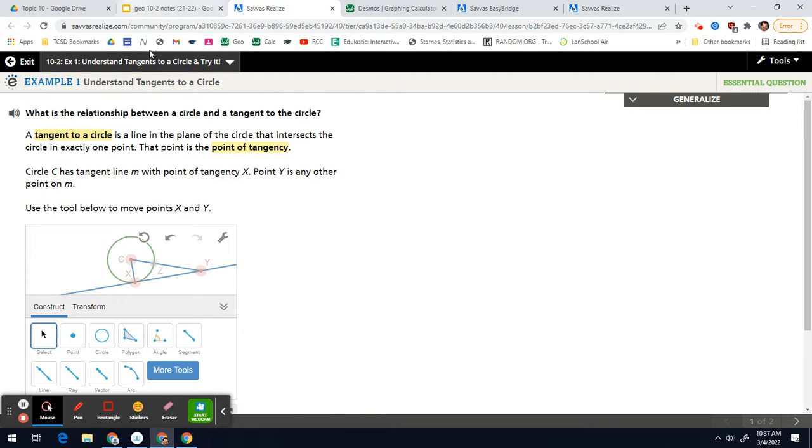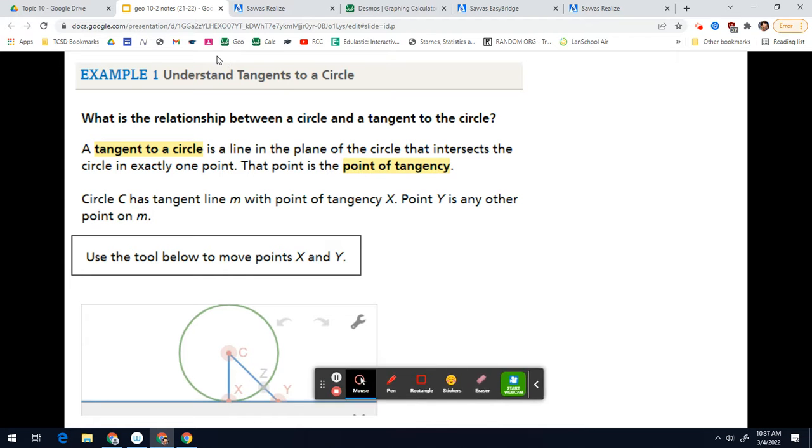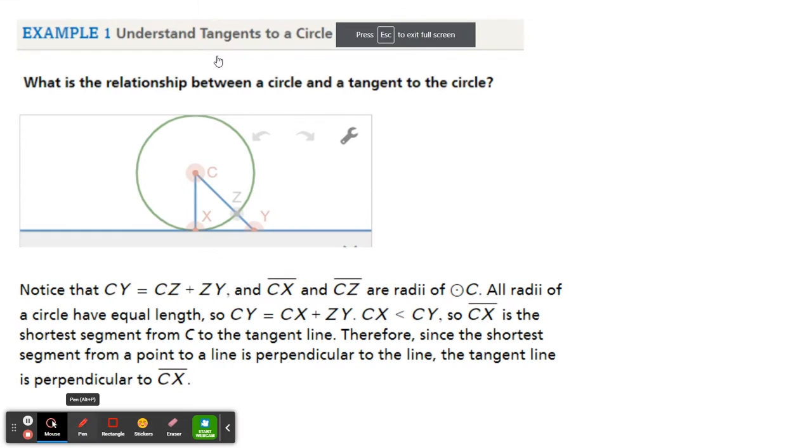All right, so let's go back to our notes here, and let's try to prove this idea. The proof is not, in my opinion, very sophisticated. It's more of a clever proof. Okay, so here it is. So what is the relationship, right? So notice that CY is this extended segment that goes from the center of the circle out to the tangent line. Notice that CY is made up of CZ plus ZY, right?